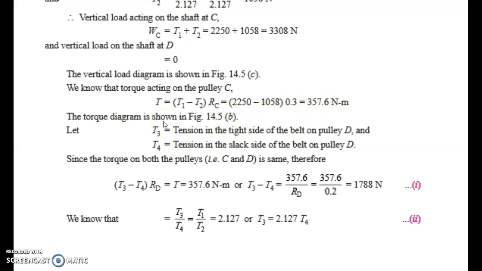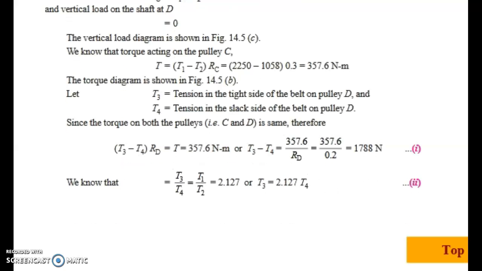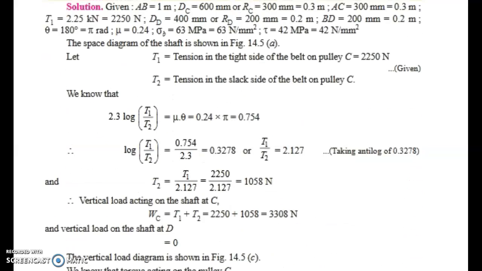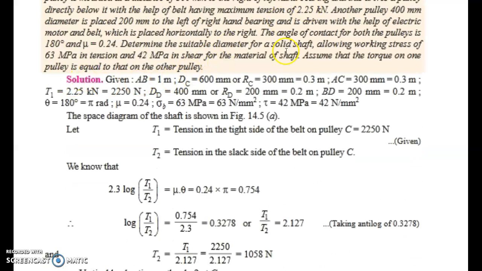Now next we can go for the second section, that is the pulley section D. We can take T3 and T4 for the tight and slack side at pulley D. Here no values are given, so how can we find the values? In the question they are given that the torque on one pulley is equal to that on the other pulley. That means both torques are equal.